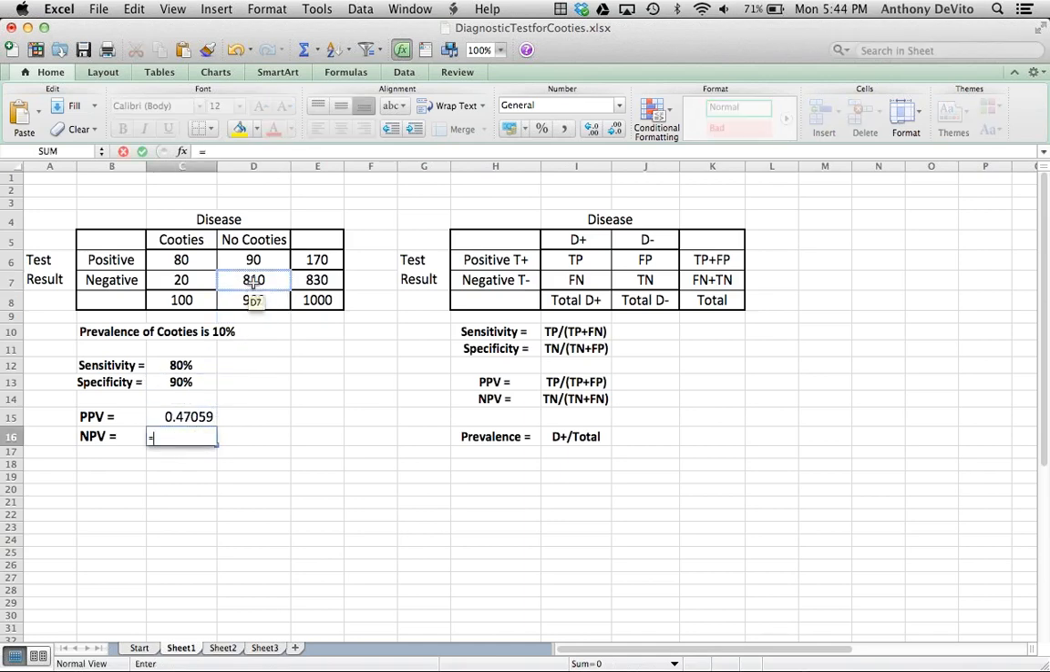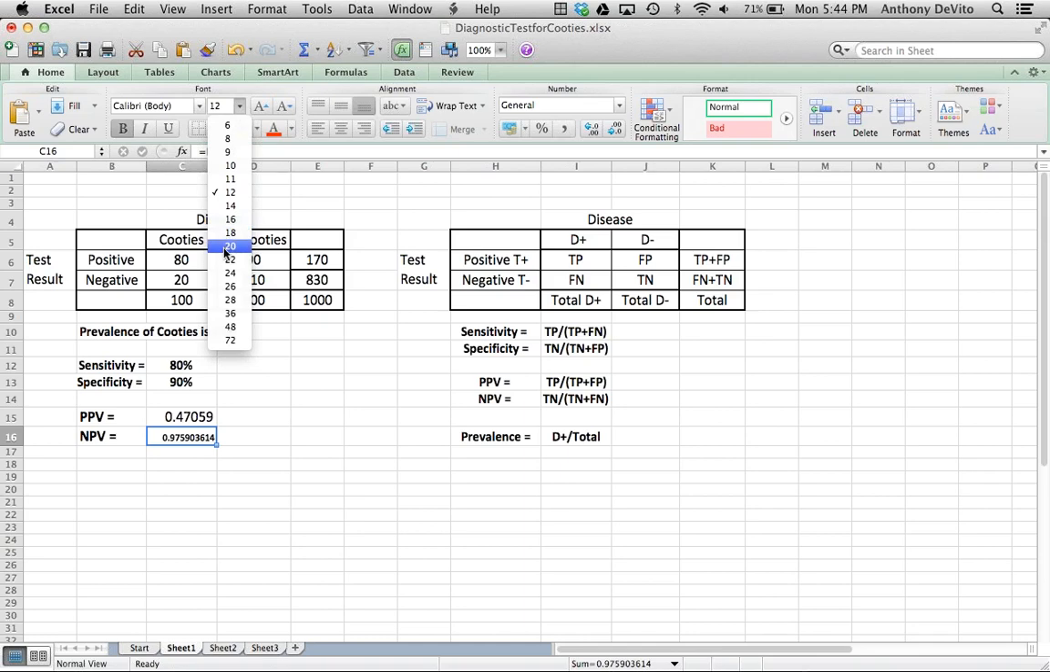It was correct. So the negative predictive value of this test is 810 divided by the false negatives plus the true negatives, the total number of negatives, in other words, 830. Okay, which is 97%. You can be 97% certain that you don't have cooties if you tested negative for this test.